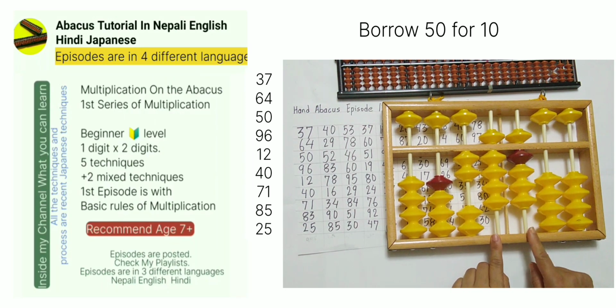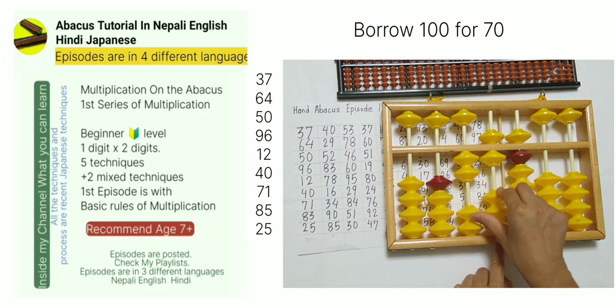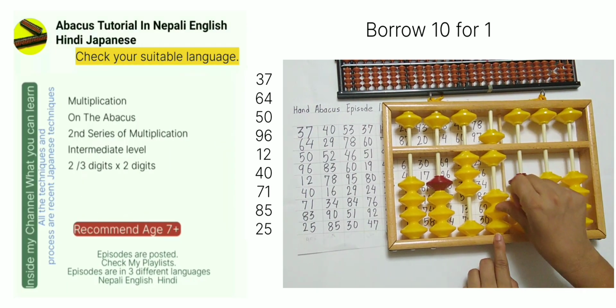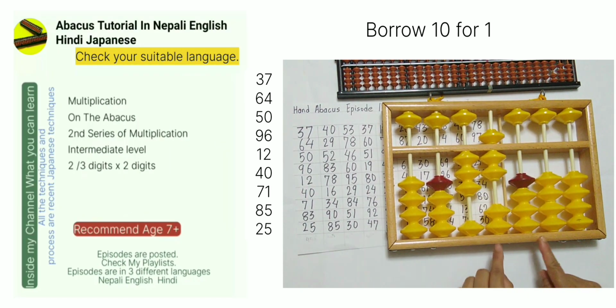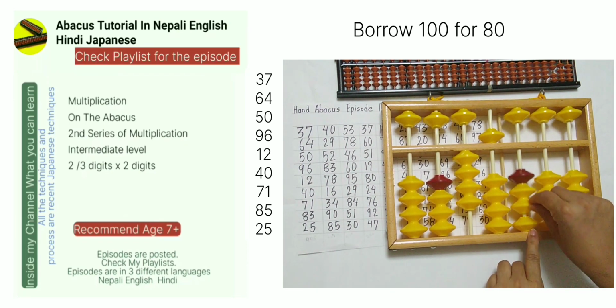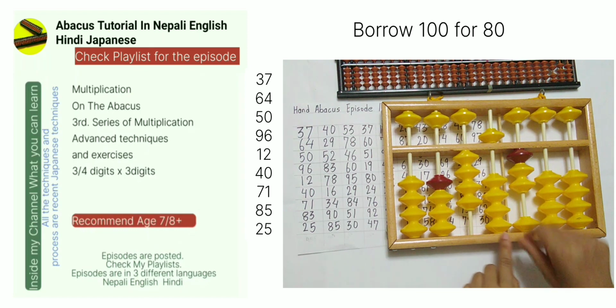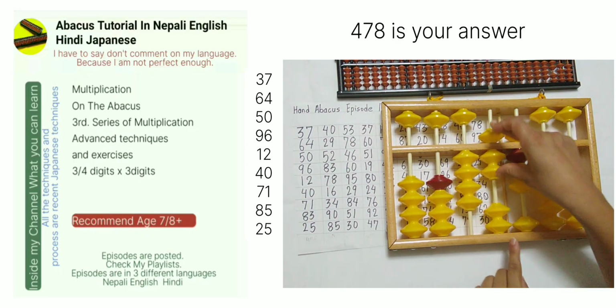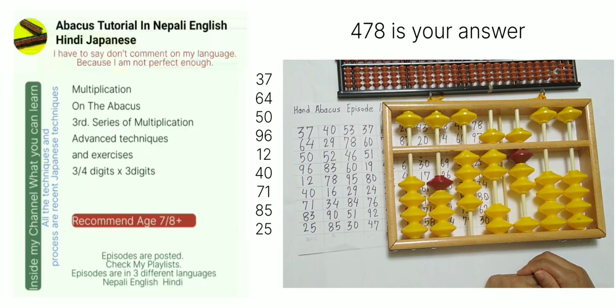Next is 7 ones. For 7, reduce 30 and borrow this 100. And for 1, reduce 9 and borrow this 10. 83. For 80, reduce 20, borrow this 100 and this one is 3. 25, this is 2 and this is 5. 25 and 4, 7, 8 is your answer.